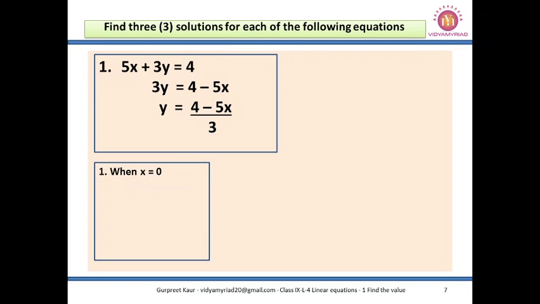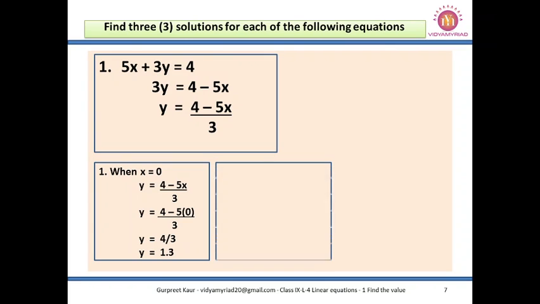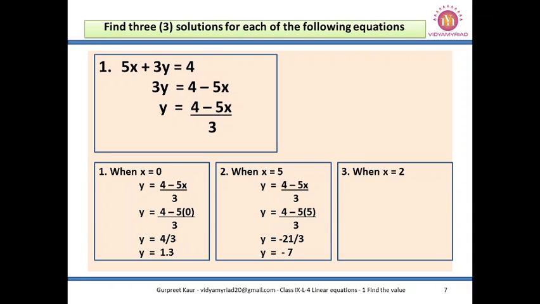You may assume any number and put it in the equation to find out the value of y. So when x is 0, then y is coming as 4 upon 3 or 1.3. In the next case, I am assuming x is equal to 5. In that case, y is coming as 21 upon 3 or y is equal to minus 7. And when x is taken as 2, it is coming as y is equal to minus 2.